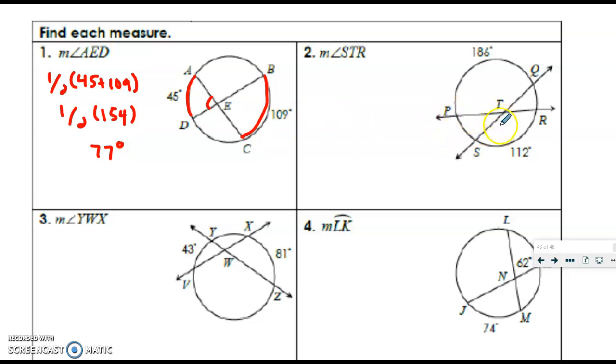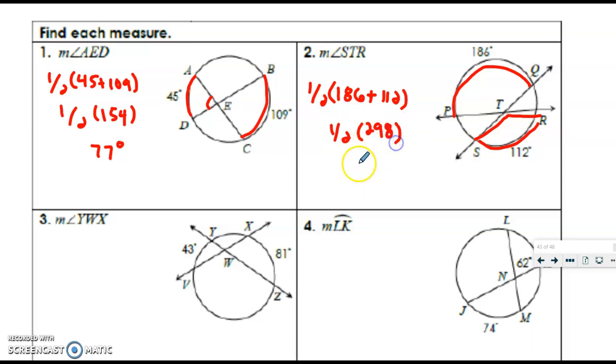Now, in this case, I'm looking at angle STR, which is this one right here. That's going to be related to SR and PQ. And in that case, we're looking at the same relationship in which STR is going to equal half of those two arcs added together. So if I'm looking at 186 and 112, I'm adding those two together. I'm going to take half of 298, and half of 298 is 149.